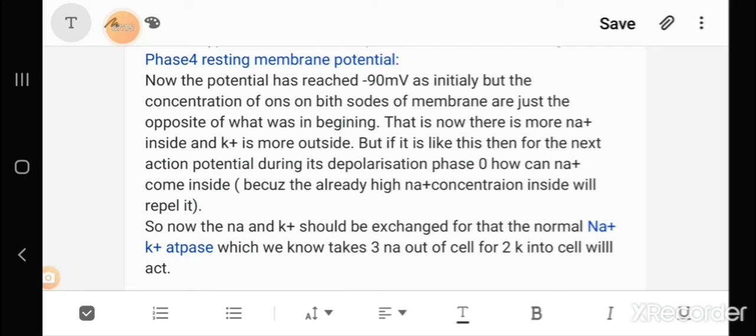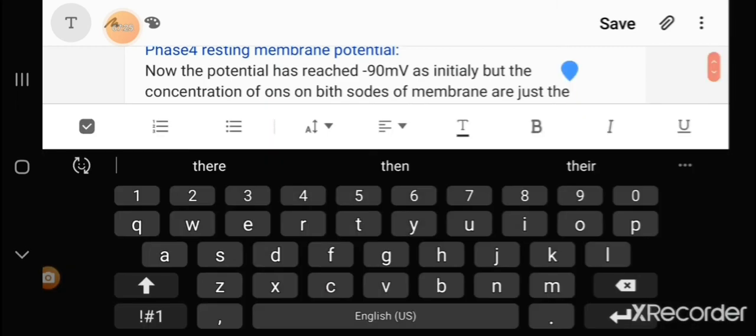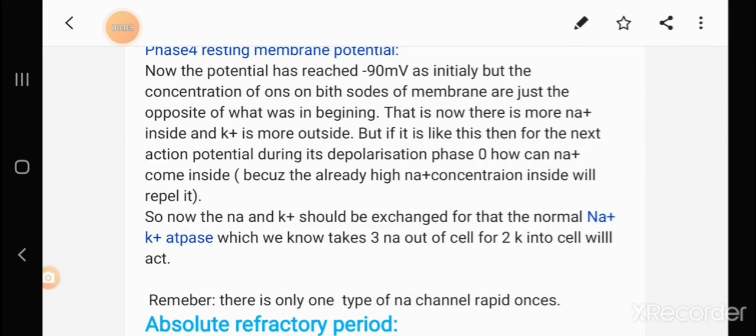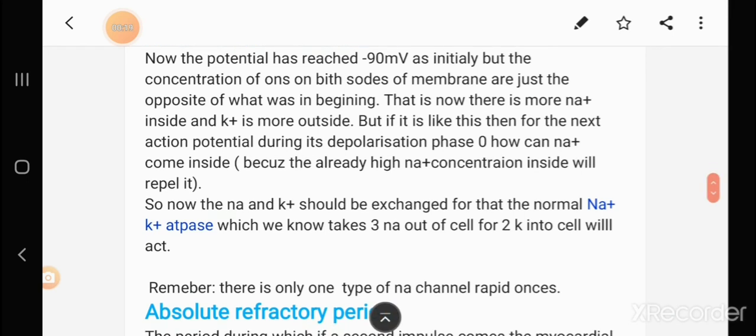But what is the difference compared to the initial configuration of that membrane and now? Initially there was more sodium outside the membrane and more potassium inside the membrane. Now it has the same potential, minus 90 millivolt, but the concentrations of sodium and potassium are just the reverse of the initial condition. The potassium is more outside and sodium is more inside.